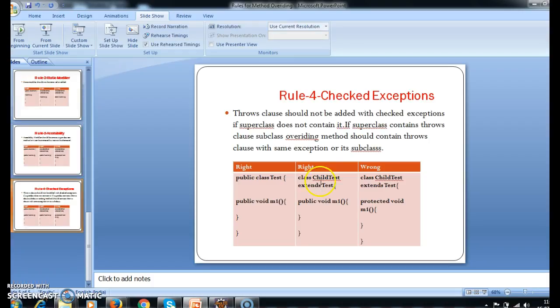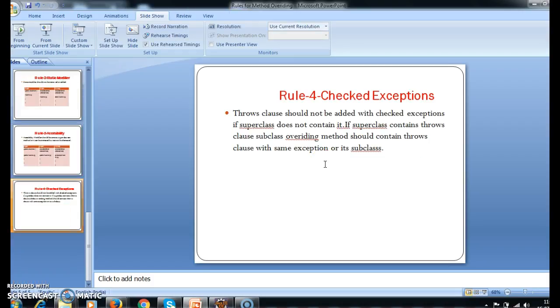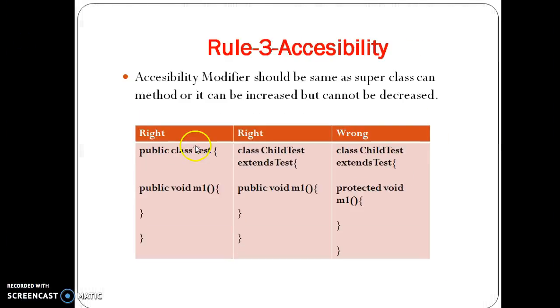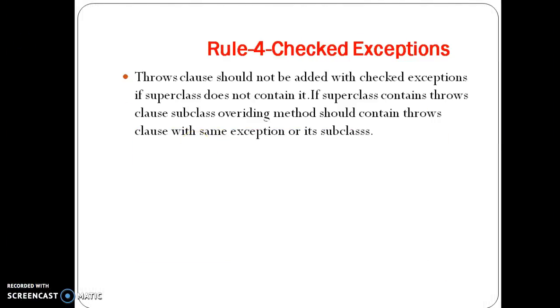And coming to rule 4, this is one of the important rules. Throws clause should not be added with a checked exception if superclass does not contain it. Assume that if superclass has a method throwing a checked exception, the subclass must throw the same exception or its subclass, but cannot throw the exception of its superclass.